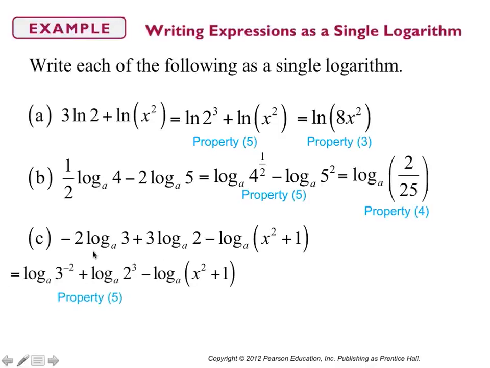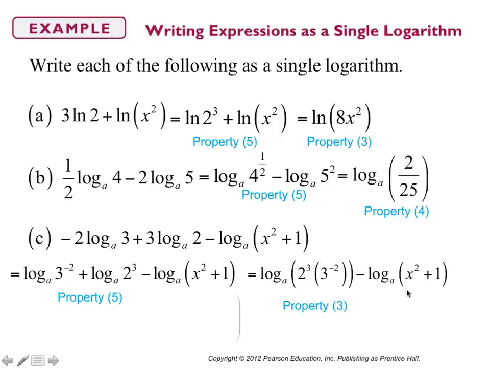This one, again, powers or factors should be written as powers. So we have log base a of 3 to the negative 2 plus log base a of 2 cubed minus log base a of x squared plus 1. We change this addition that we have here into multiplication. So we have 2 cubed times 3 to the negative 2 minus log base a of x squared plus 1.